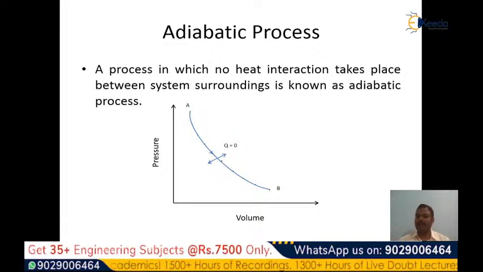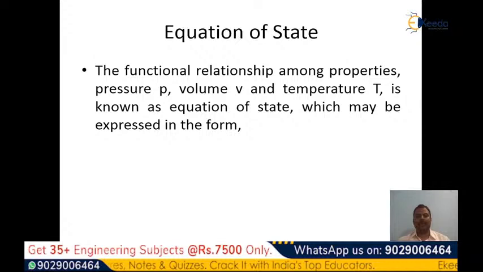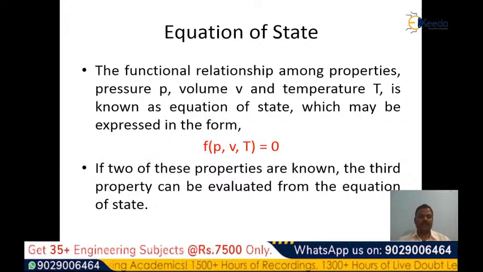And after this adiabatic process, let us discuss something about gas, that is the equation of state. The equation of state is the functional relationship between the properties pressure, volume, and temperature, which may be expressed in the form f(P, V, T) equal to 0. If two of these properties are known, either PV or VT or PT, then the third property can be evaluated from it.